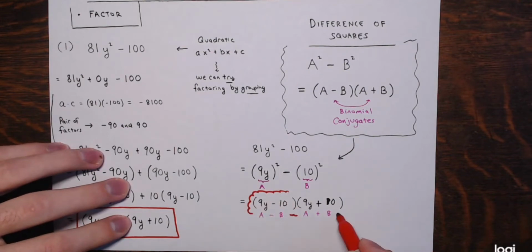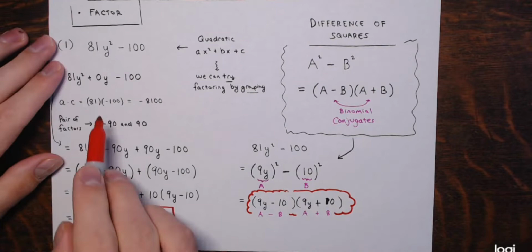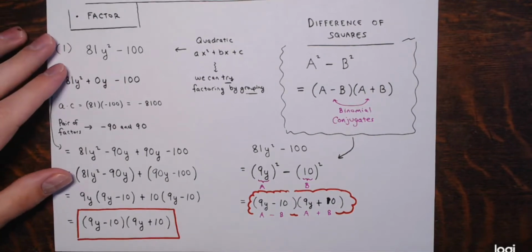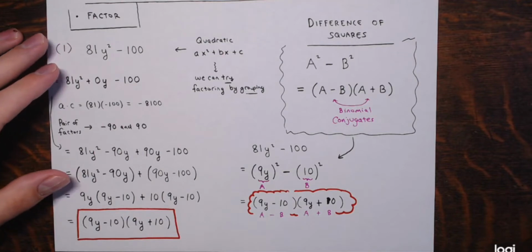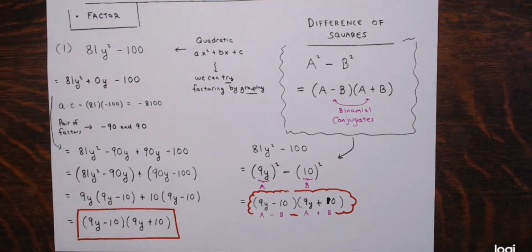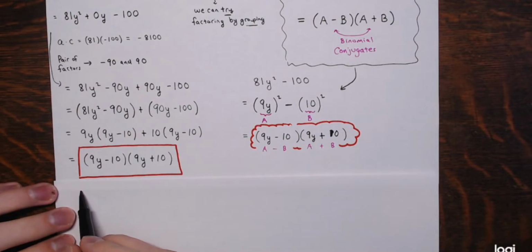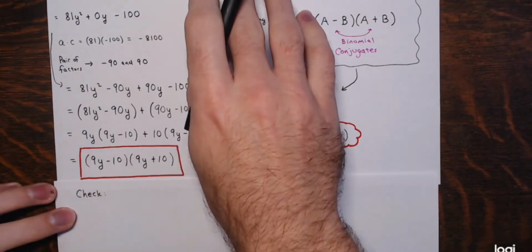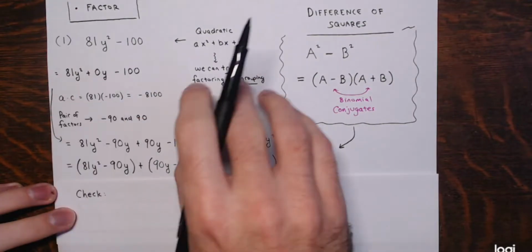And you see that this is exactly the same thing I got when doing it the long way, with that grouping method. 9y minus 10 times 9y plus 10, or 9y plus 10 times 9y minus 10, it doesn't matter. Wonderful. Alright, so now that I've factored, let's check it. You should always check your solutions. Don't forget that when you check a factoring, you're multiplying. You multiply these two factors and see if you get the original expression back, 81y squared minus 100.